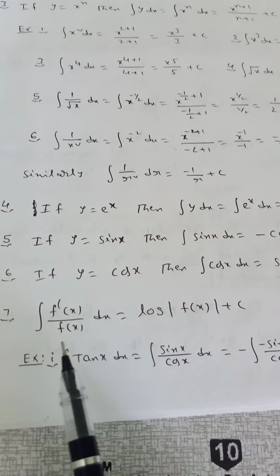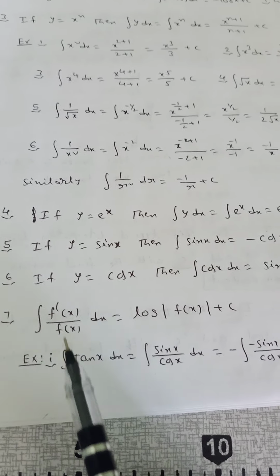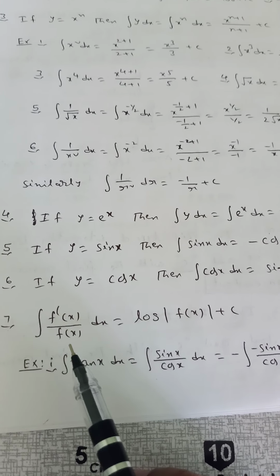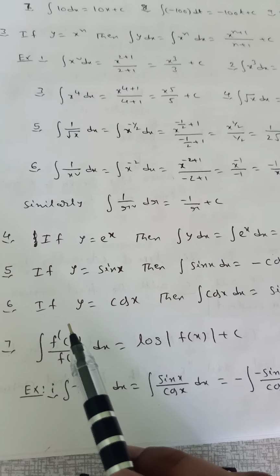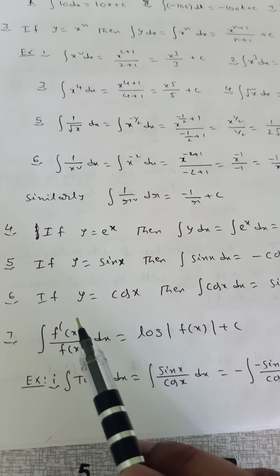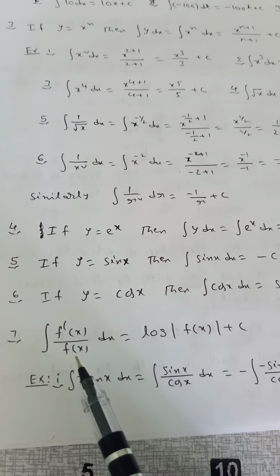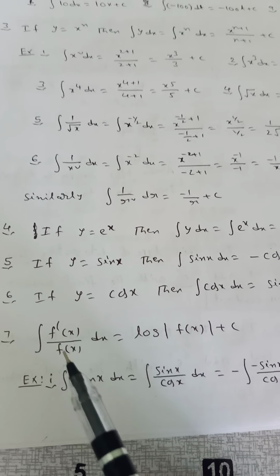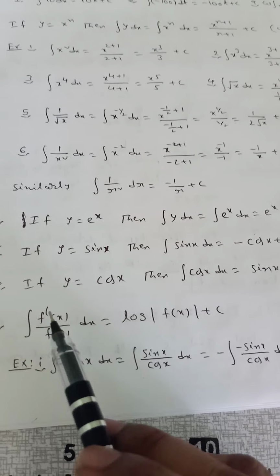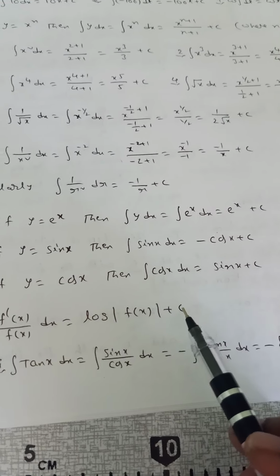Similarly, integral f dash x by f of x dx. This is the most important formula. The denominator is a function, and the numerator is its derivative. f dash x is the derivative of f of x. That means log mod f of x plus c.